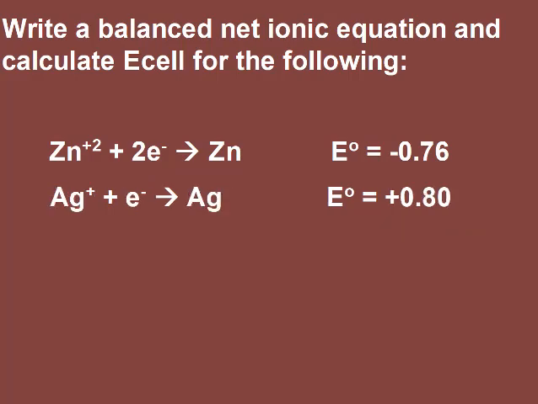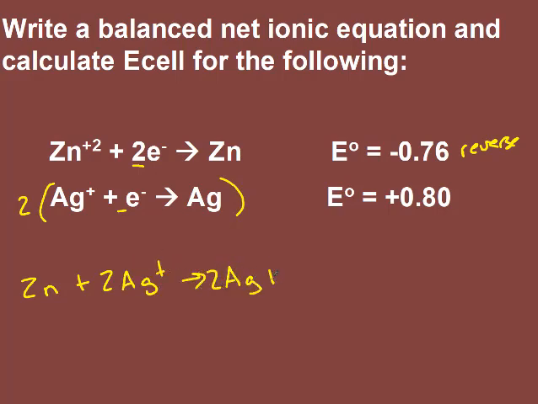And finally, this last one, go ahead and pause the video and calculate your Ecell for it and write your balanced net ionic. This one's still more negative, so I'm going to reverse that top one again. But in this case, I've got 2 electrons and 1 electron, so I need to multiply this second reaction by 2. So I have zinc metal and 2 silver ions. Makes 2 silver metal and zinc ion. For Ecell, I have 0.76 plus 0.80 gives me 1.56 volts.